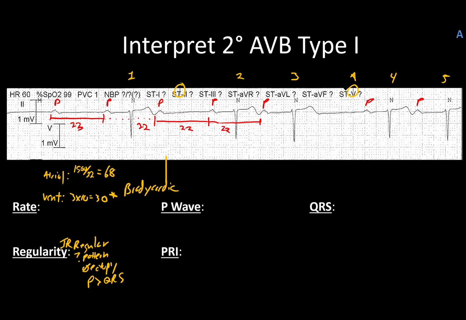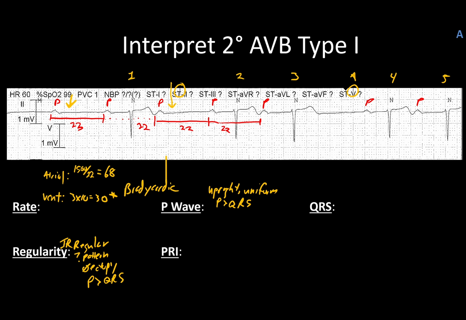And dig a little bit further. So the P waves, we are upright and uniform. I have more P's than QRS's. And so my dropped beats are here. I've got a dropped beat here after beat number 1.